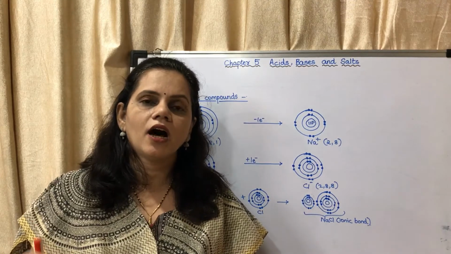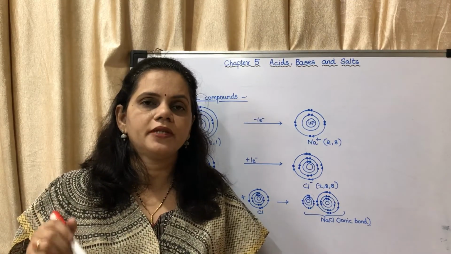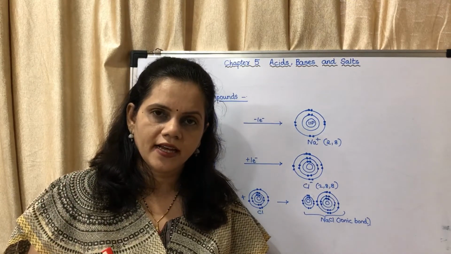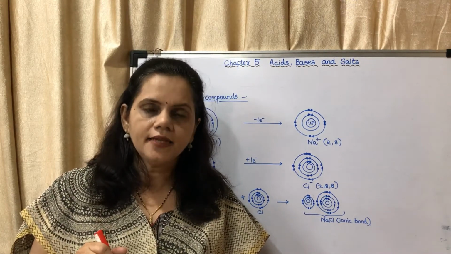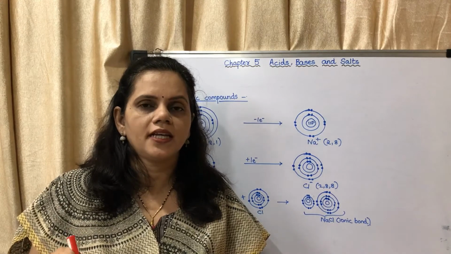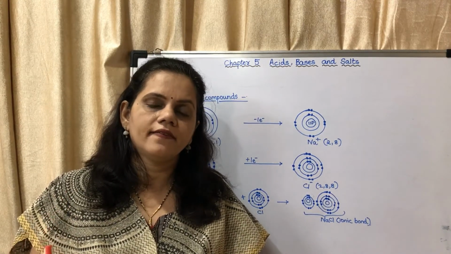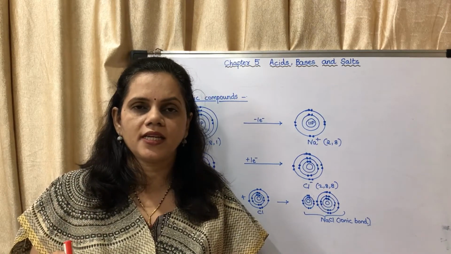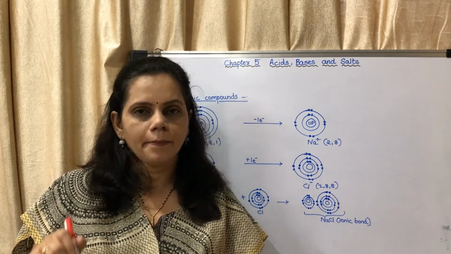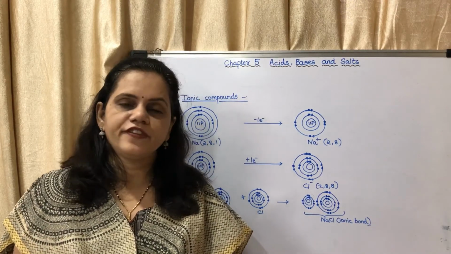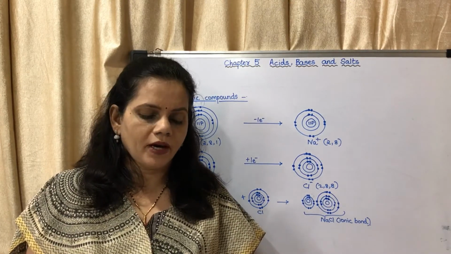So basically, how to differentiate between acid, base and salt? If it is having H positive ions, then it is an acid. If it is having OH minus ions, then it is a base. If it is not having H plus or OH minus ions, then it is a salt, okay. Now on page number 59, ionic compounds.